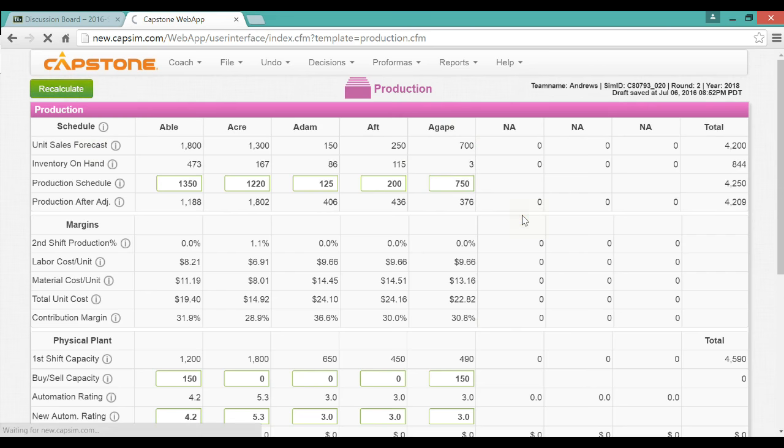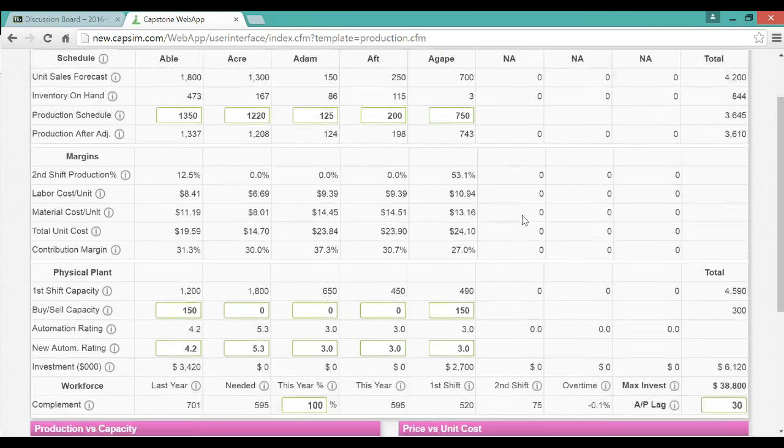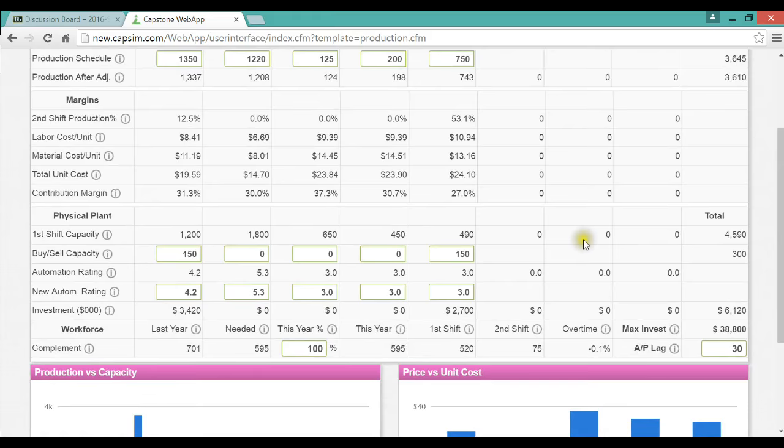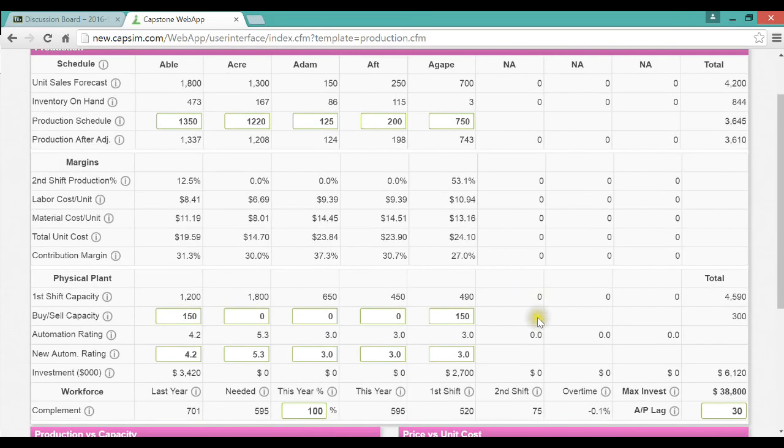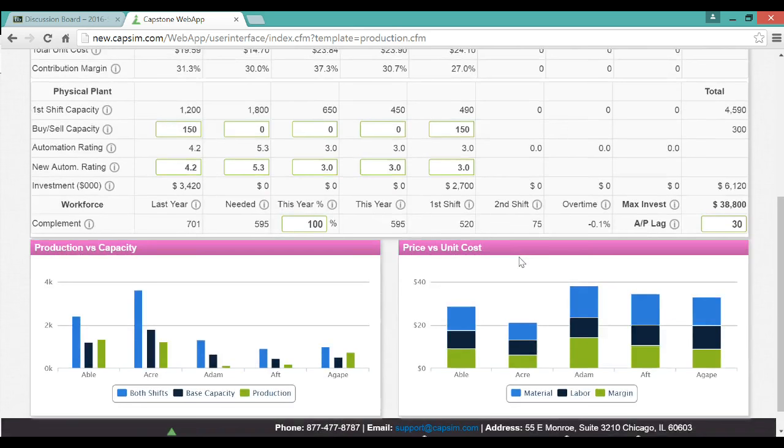So hit recalculate, and here's the scary part. All this is going to cost a lot of money, right? But hopefully over time this will pay off. And down here you can see your profit margins.